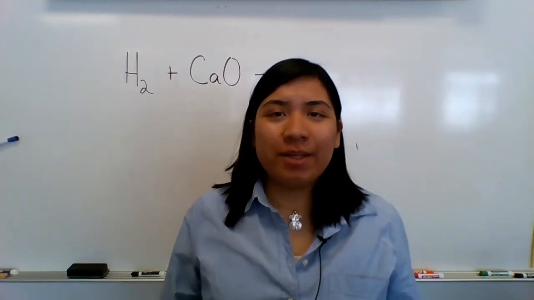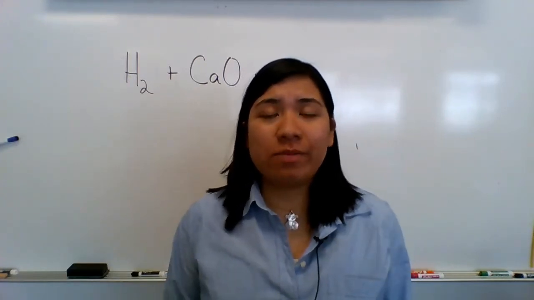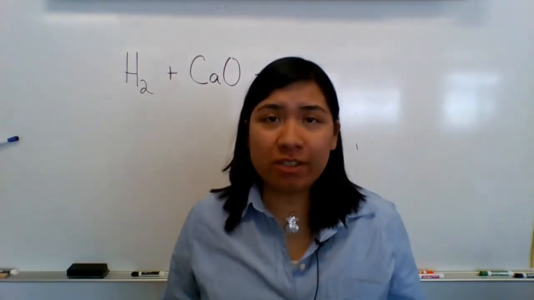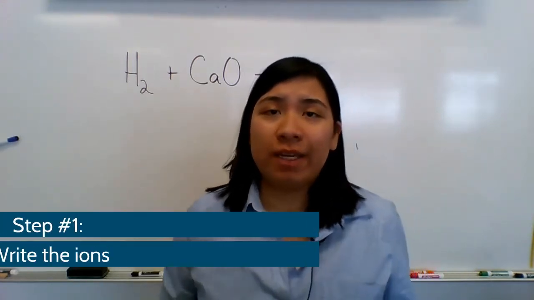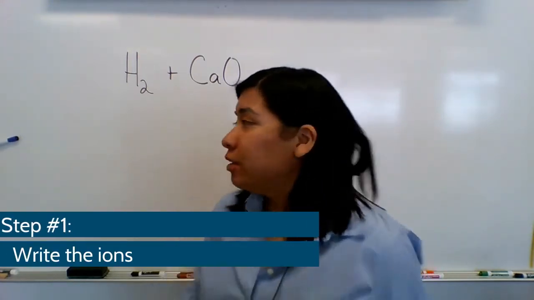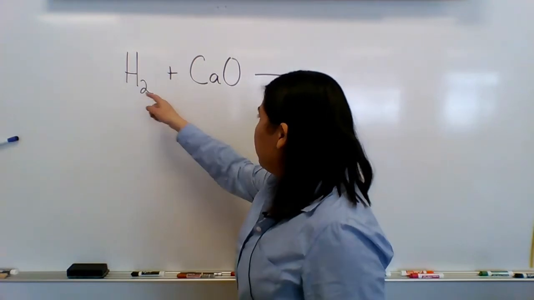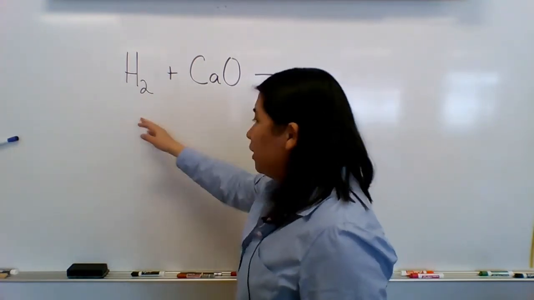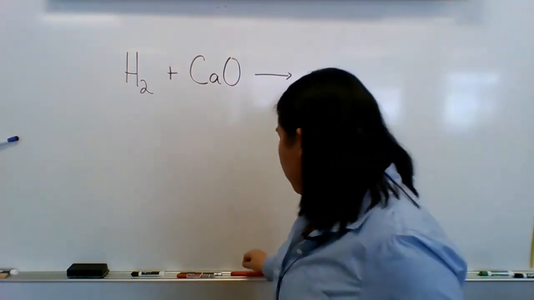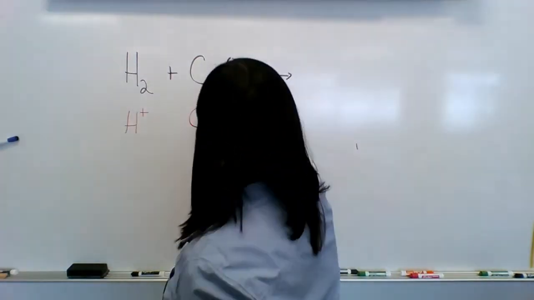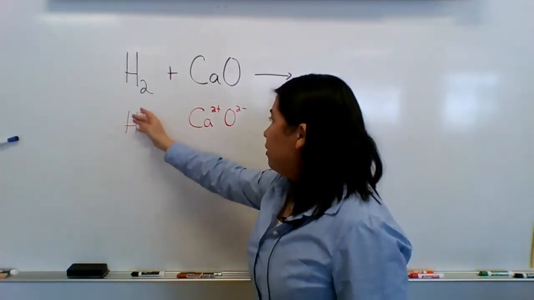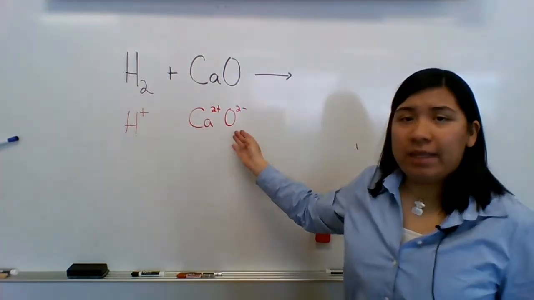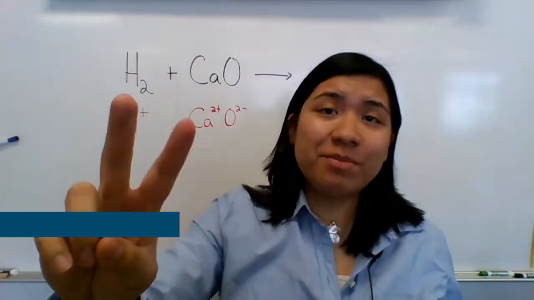Everybody, we're going to be looking at how single displacement reactions happen. So let's get started. Your first step is going to be to write the ions. So I'm going to go ahead and ignore these subscripts, and I'm going to just write the ion of each compound that I have. So right here I have the ion of hydrogen, the ion of calcium, and the ion of oxygen.